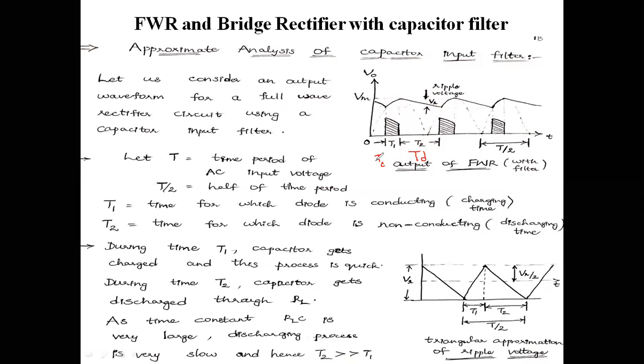T1 is the charging time. T2 is the discharging time. And please note this one, this derivation part. Please note down this derivation part. It is also very important.